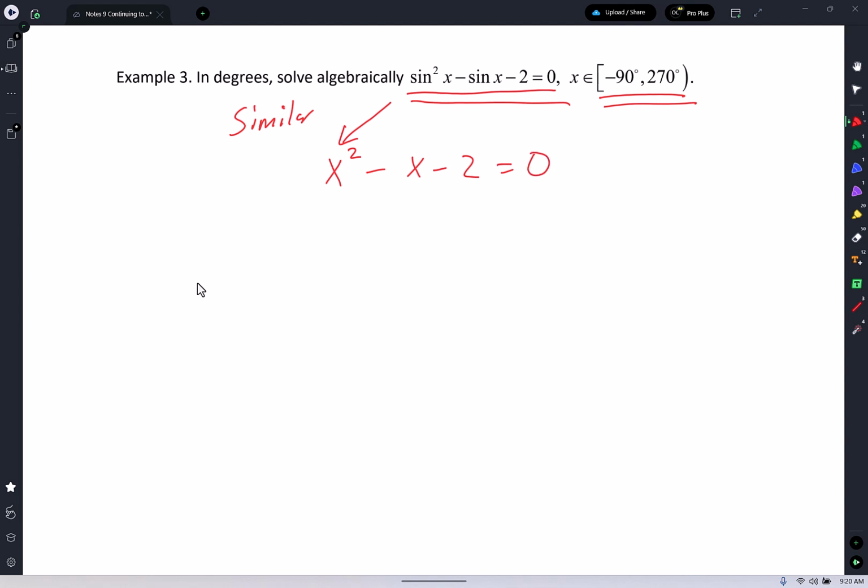In algebra, how did you solve that question? You could factor. You could also use a quadratic formula. Yeah, I think for this one, factoring is the best route. So what two numbers, when you multiply, give you negative 2, but add up to a negative 1?